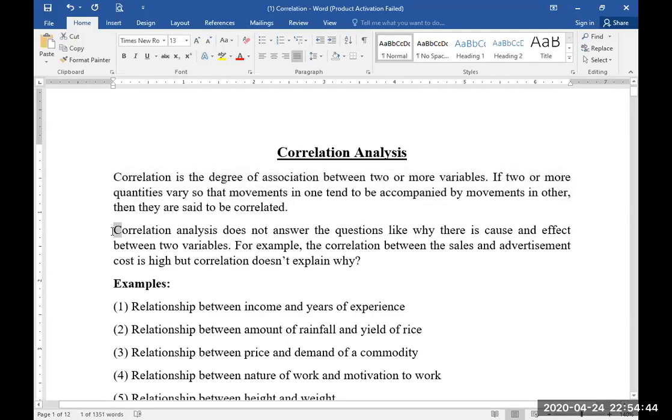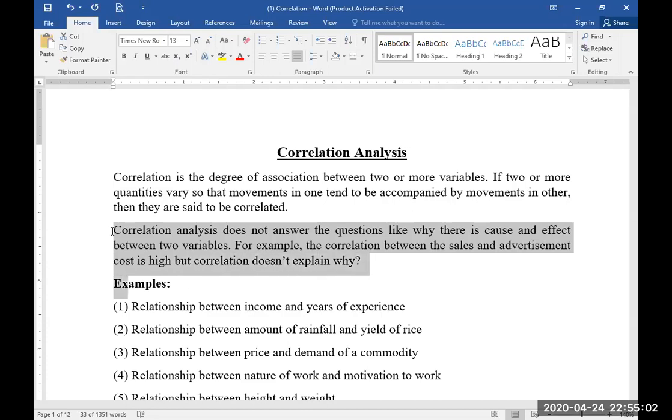Correlation analysis does not answer questions like why there is cause and effect between two variables. For example, the correlation between sales and advertisement cost is high, but correlation does not explain why.